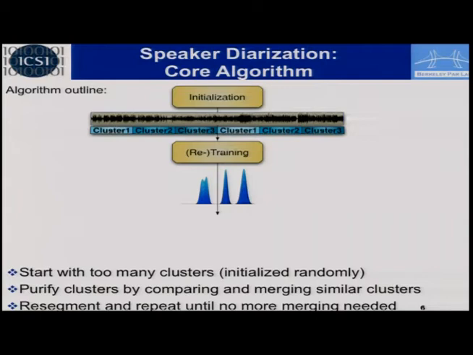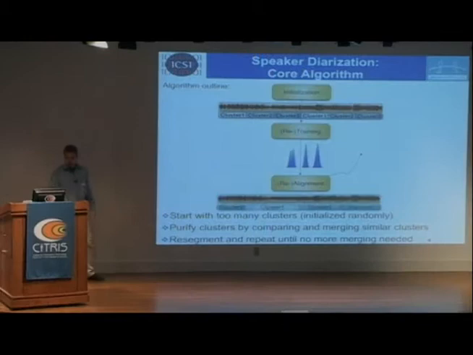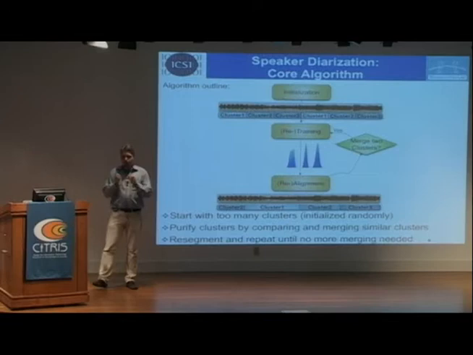And then, based on the Gaussian mixture models, you now ask, okay, given the models, let's reobserve observations and find out how the new clustering looks. And then you get some new clustering. Using that new clustering, you have to ask yourself now, and this is the most important step, you purify the clusters. Basically, you want the models to actually reflect each speaker.